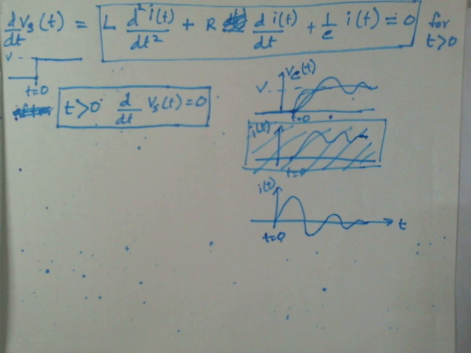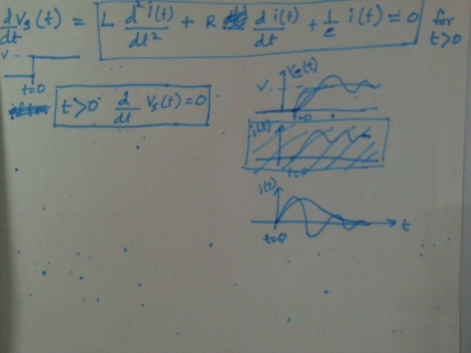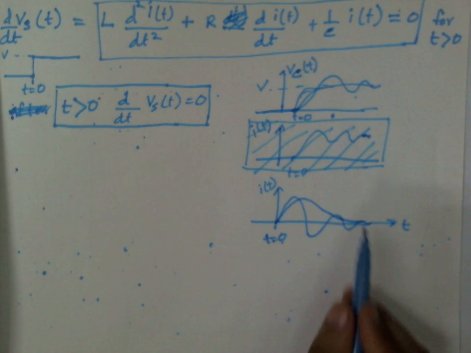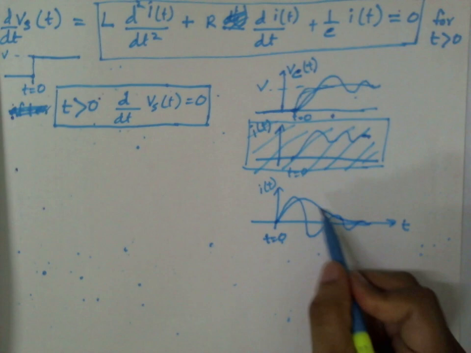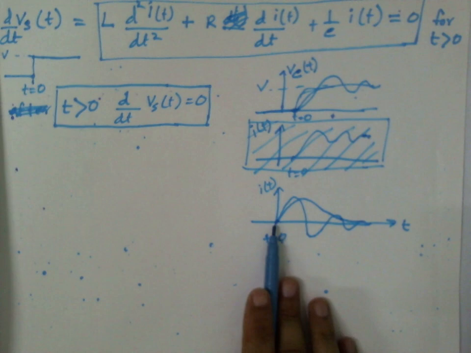Or it can be non-oscillating, like this. So all these possibilities exist. But whatever this waveform is, it must satisfy this equation. Therefore, we can solve this differential equation to get an idea about the shape of the output waveform.